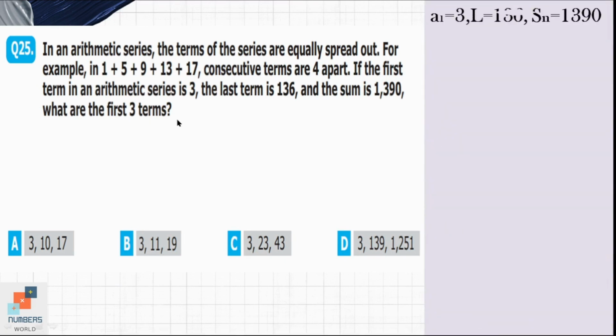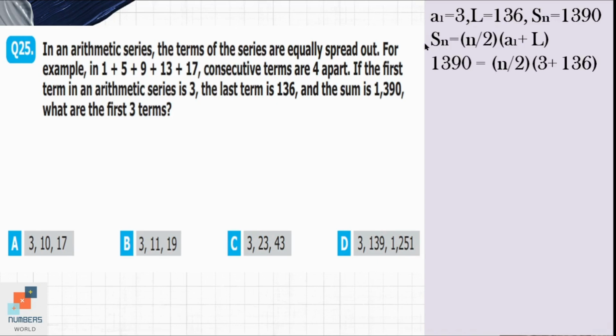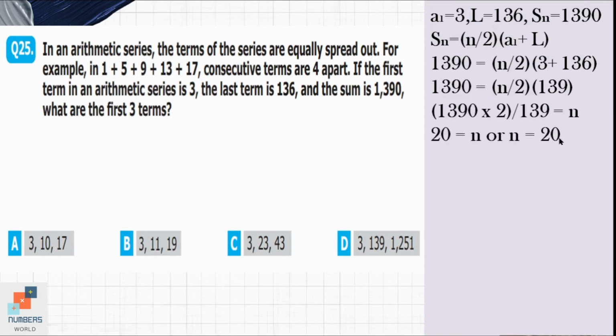Let's write the given information first. The first term is 3, that is represented by A1. L is representing the last term, which is 136, and the sum of all the values is equal to 1390. Now we will write the formula of the sum of the arithmetic series, that is equal to n by 2 into A1 plus L. So let's put the values in the equation. The sum of all values is 1390, n is unknown, the first value is 3, and the last value is 136. So we will solve it to calculate the value of n, which is 20. It means there are 20 values in this arithmetic series.